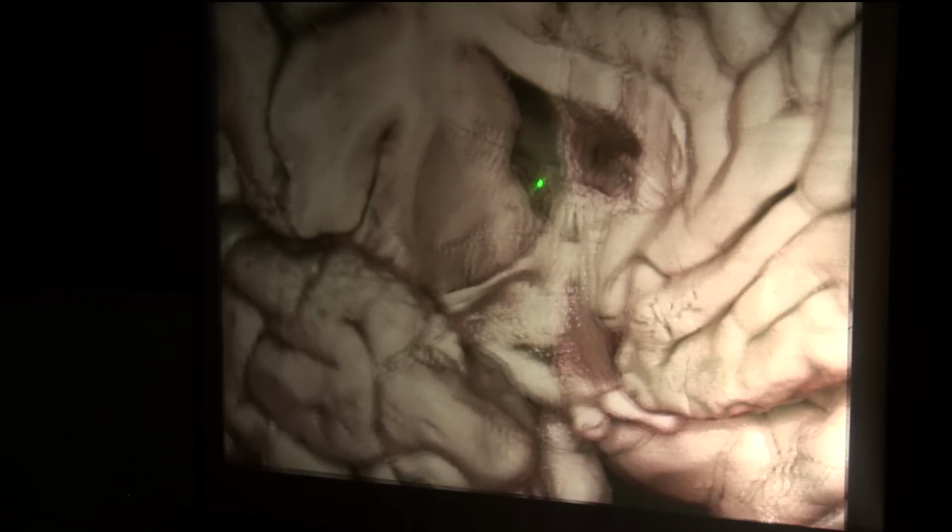If this is the foramen of Monro, my laser point is in what part of the ventricle? In the body, of course. I'm posterior, so I'm in the body. If this is the body of the ventricle, what structure is this?